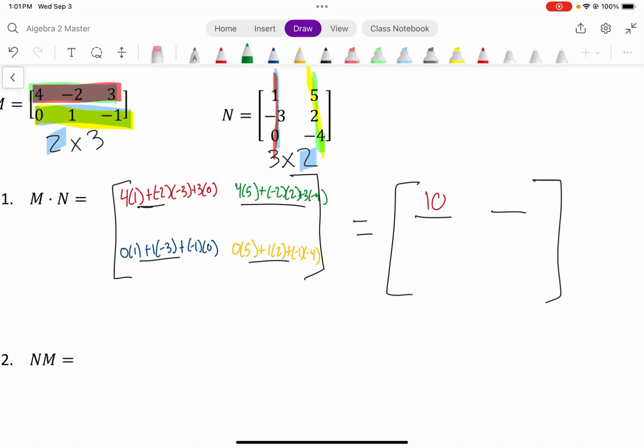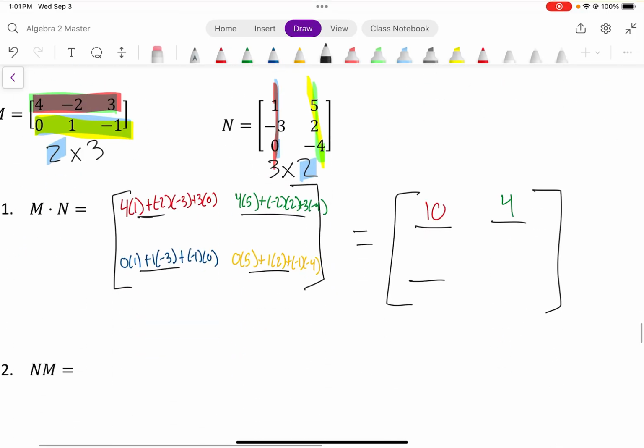In this second blank, in green, 4 times 5 is 20. -2 times 2 is -4. 3 times -4 is -12. So I have 20 minus 4 is 16. Minus 12 is going to be 4. The bottom left in blue, I have 0 plus -3 plus 0. That's -3. And in the bottom right, I have 0 plus 2 plus 4 gives me 6. Okay, that's my final answer. It looks hideous. The process is really ugly, but it gives you a nice answer at the end.